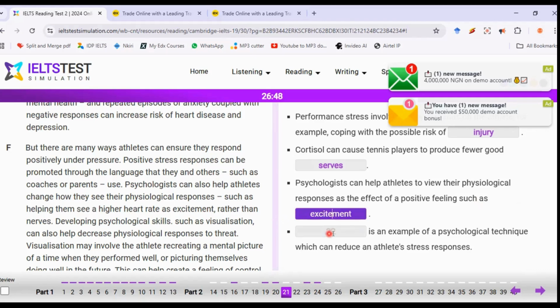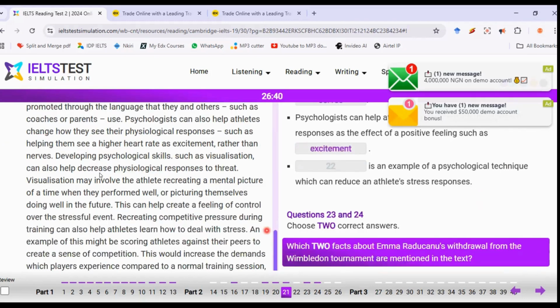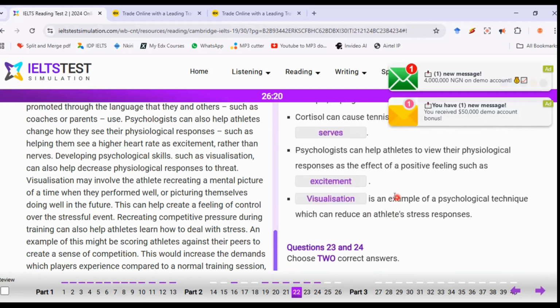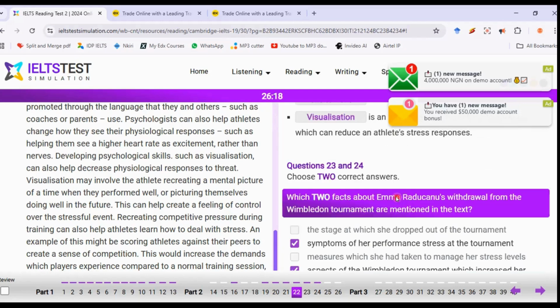Then the dash is an example of a psychological technique which can reduce athletes' stress response. Okay. Visualization. Visualization is going to be the word. Psychological techniques such as visualization can help decrease psychological responses. Visualization, that's going to be the word. Okay, so I've solved all the gap filling questions here.